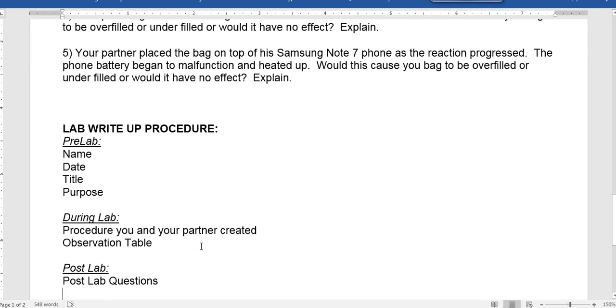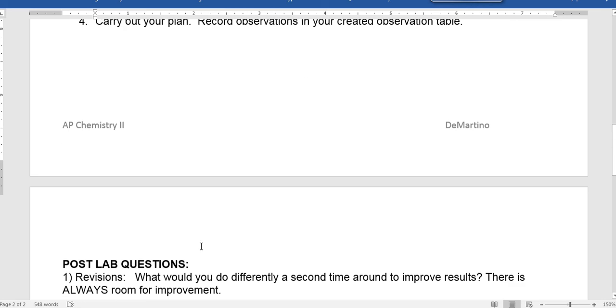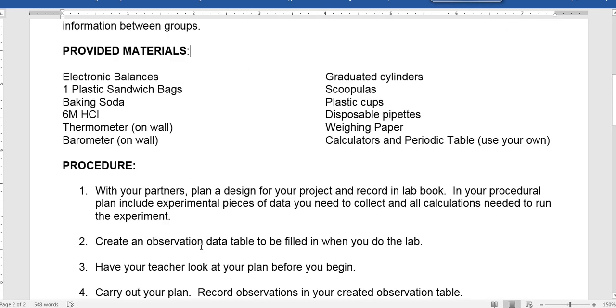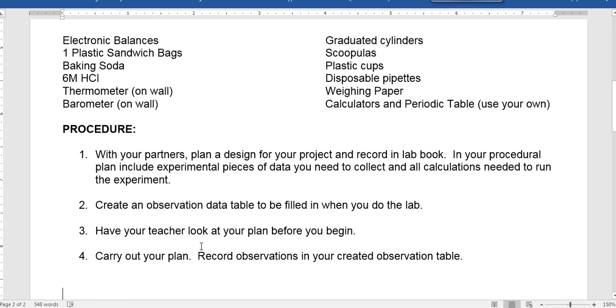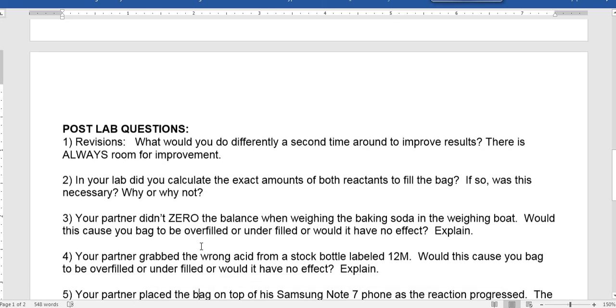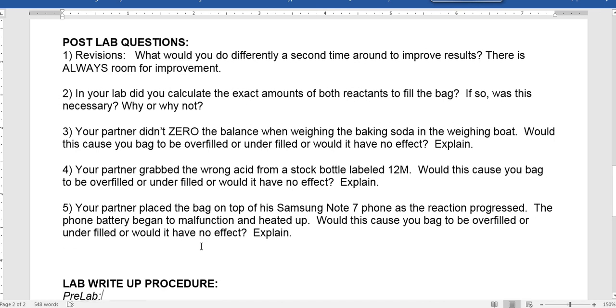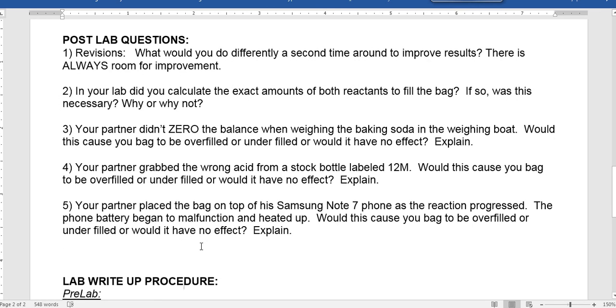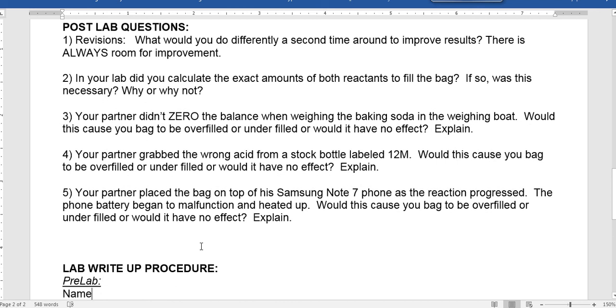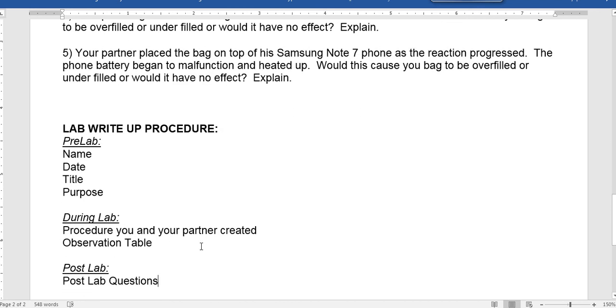You notice there's not much to this afterwards. You do, when you do your lab report, need to include a complete procedure of what you did. Alright, need to include your observations. It's not going to be as measurable as some of our other labs. I do like some of these post-lab questions, like number 4, your partner grabbed the wrong acid, 12 molar. Couple great questions in there.